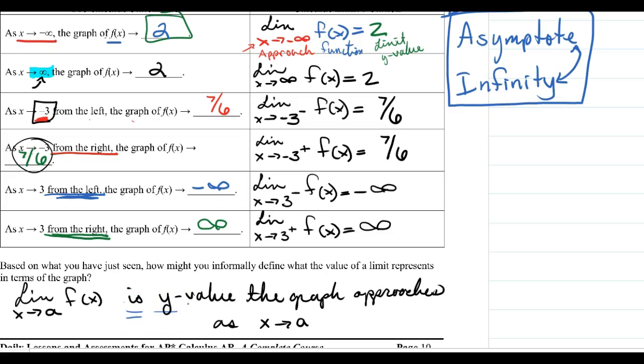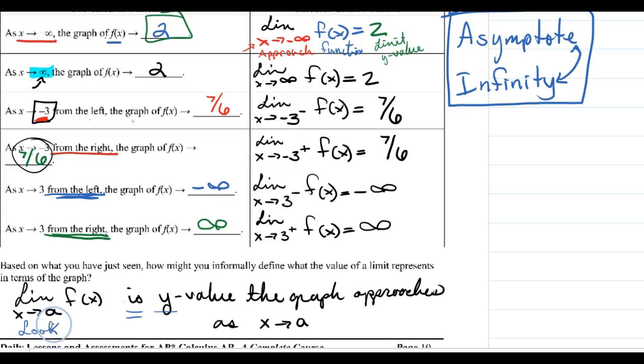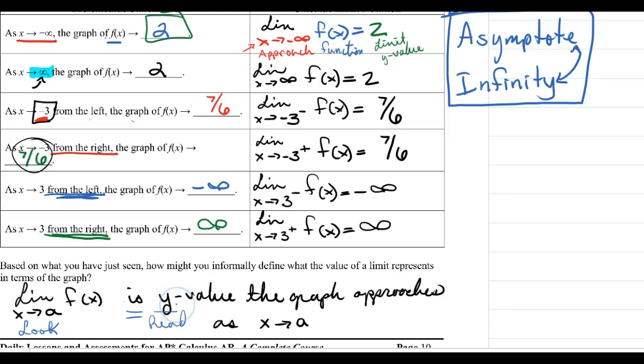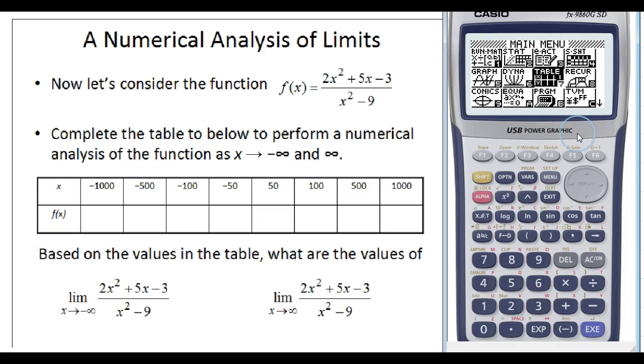So we look at the x value and we approach that x value, then we read the y value as our limit. All right, we're going to look at the same function, and we have the analytic function here, but how can we evaluate this numerically? What if I'm not familiar with the function and I still need to find the limit? So I have this function, and we're going to make use of our calculator. It has a function called table.